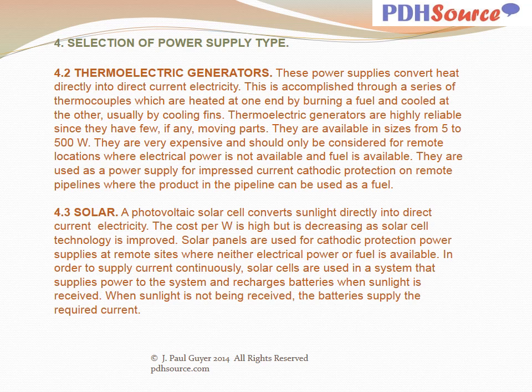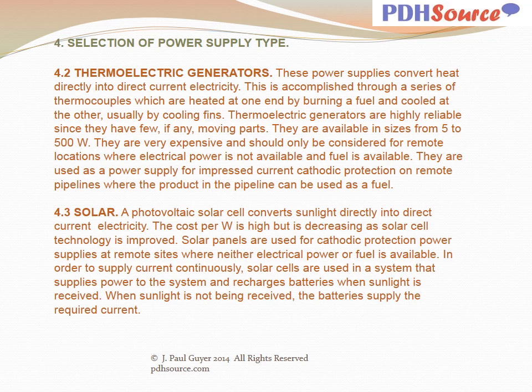They are available in sizes from 5 to 500 watts. They are very expensive and should only be considered for remote locations where electrical power is not available and fuel is available. They are used as a power supply for impressed current cathodic protection on remote pipelines where the product in the pipeline can be used as a fuel.